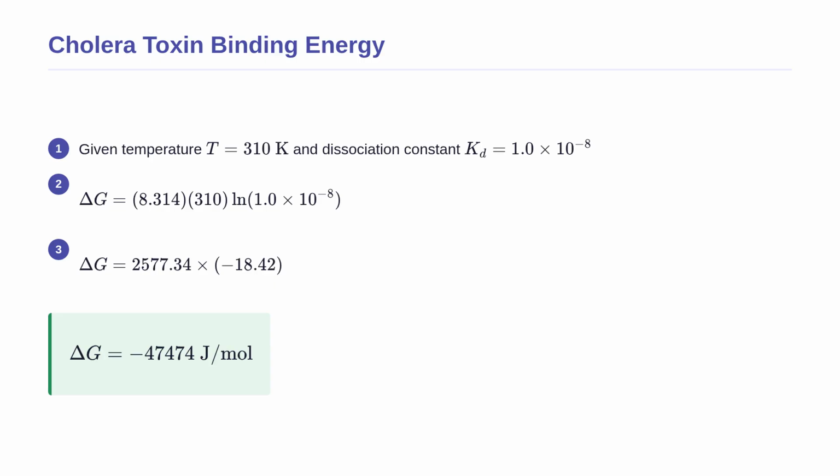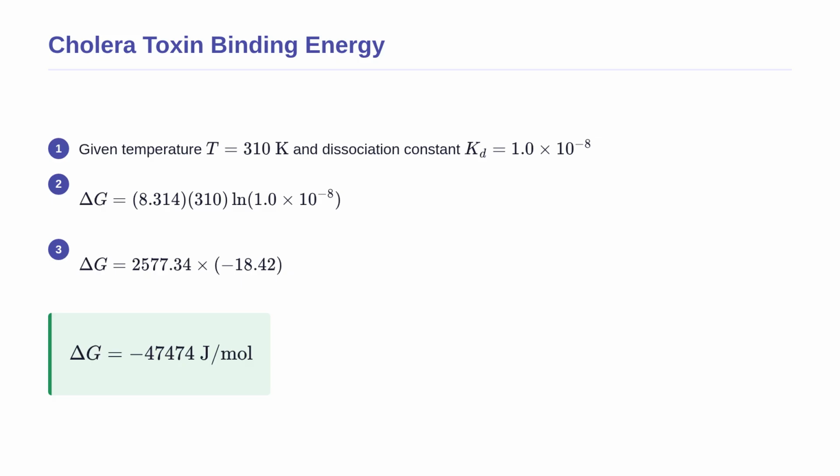Let us apply this thermodynamic formula to a real and dangerous scenario. The cholera toxin infects human cells by binding tightly to a specific glycolipid called GM1. We are given a normal body temperature of 310 Kelvin and a very small dissociation constant of 1.0 times 10 to the negative 8. We are asked to find the standard Gibbs free energy for this toxic interaction.